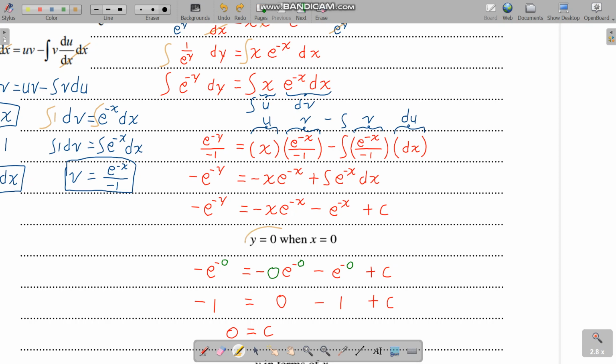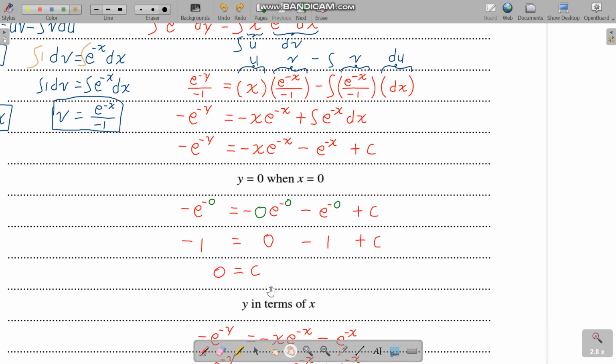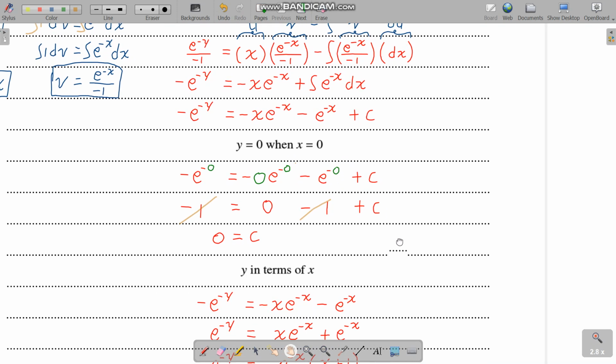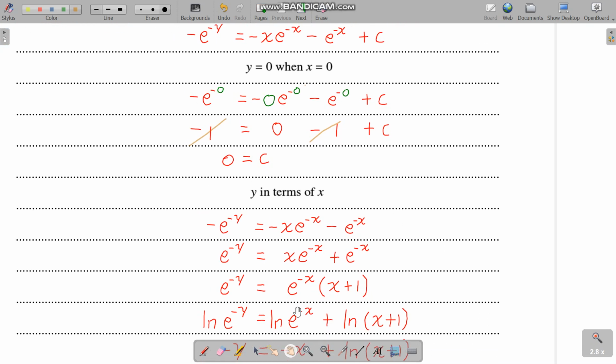So now we plug in the boundary condition, replace the x and the y, and we get the value of c. Here e to the power of 0 is just 1, so this is minus 1. Or you can just use your calculator. This is 0 times whatever, 0, and this, use your calculator, you get minus 1. So the minus 1 cancels out, so plus c equals 0. So now we have the particular solution because we already know the value of c. It's just like the general solution, but we know c is 0.